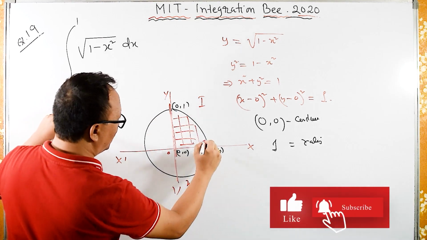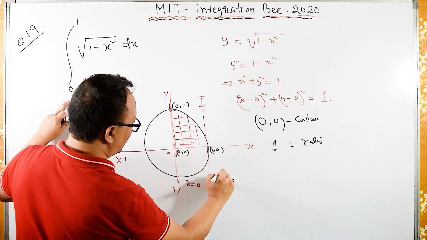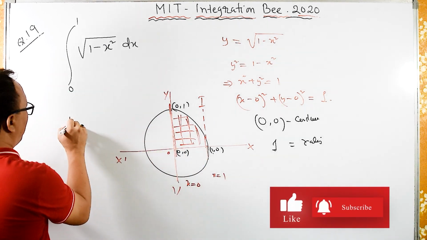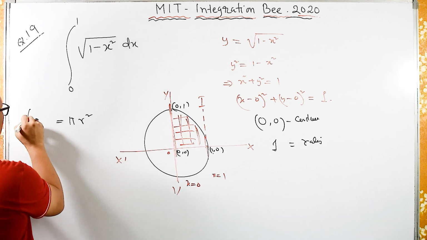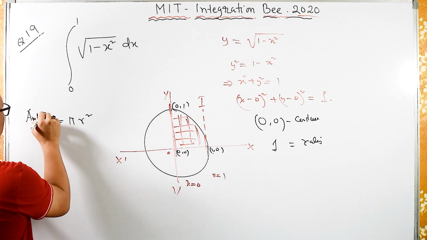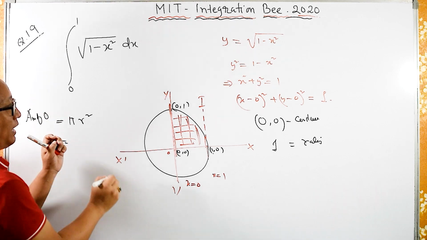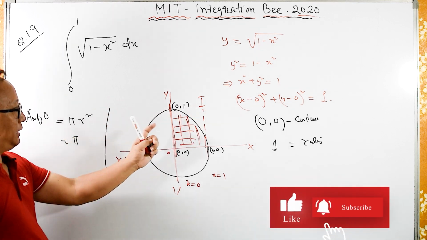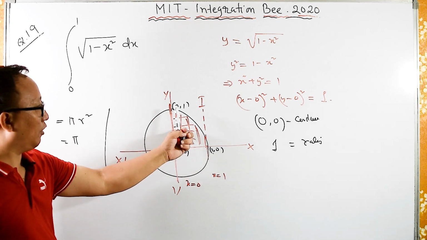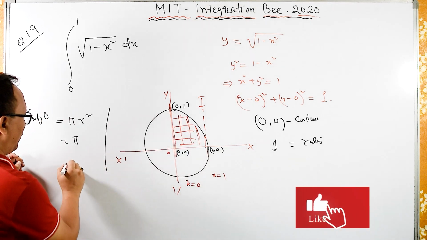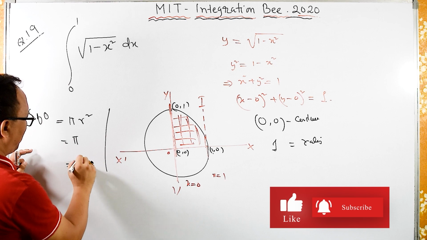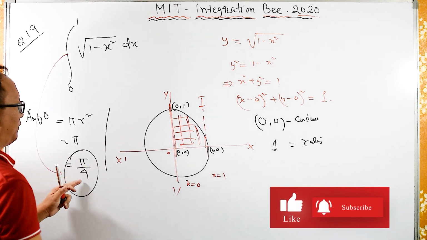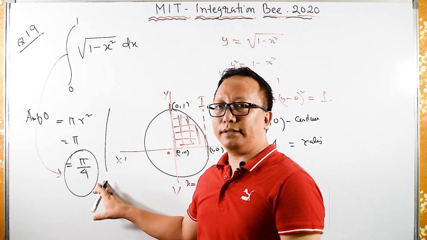x equals 0 to x equals 1. We know the area of a circle is pi r square. Here r is the radius, which is 1, so we have only pi. But this is a quarter of the circle. Therefore, the area of this will be pi by 4. Therefore, the value of this integral is pi by 4. So we are getting pi by 4 as a very quick answer.